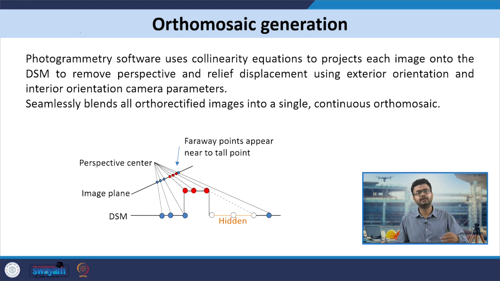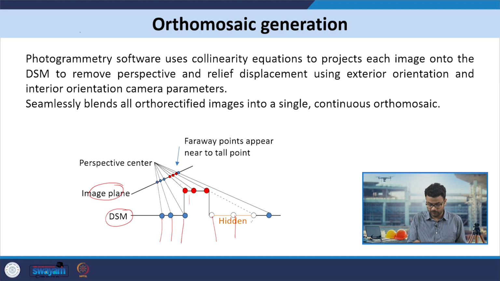Now, how do we generate orthomosaic from this? So, photogrammetry softwares use the collinearity equation to project each image onto the DSM to remove perspective and relief displacement using the exterior orientation and interior orientation camera parameters. So, at this stage we have the images and we have the digital surface model, and then based on the collinearity equation these points are projected onto the ground, where they will appear if they are projected on the ground.